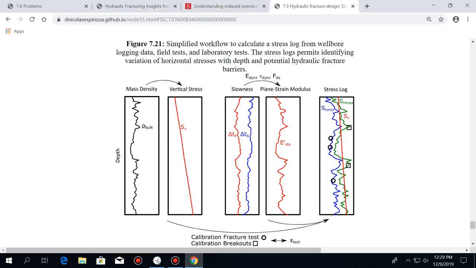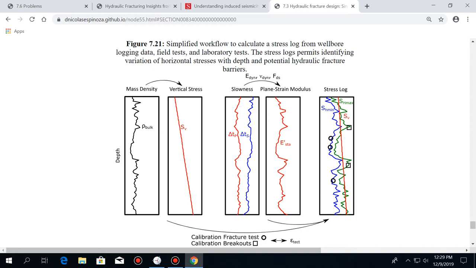And after you apply the equations for SH max and SH min, you should get something similar to this. And from here, you can tell where are going to be the sweet spots for hydraulic fracturing. Do you guys have any question about this problem? Did you start working on it? Yeah? So it's okay? Easy? All right. So again, pay attention to your units, okay?